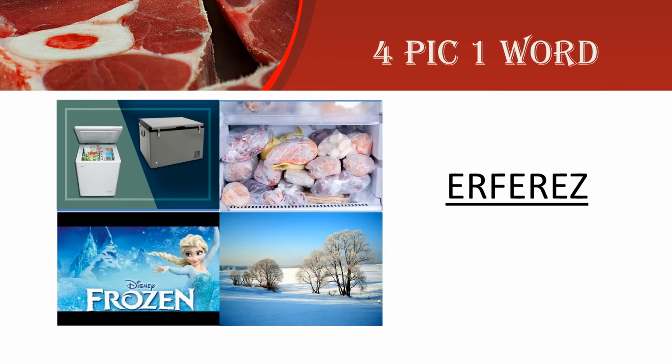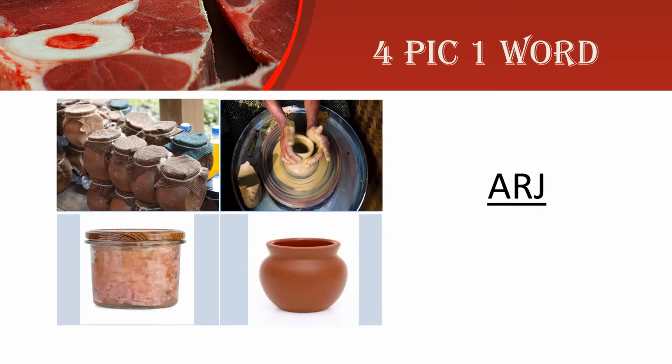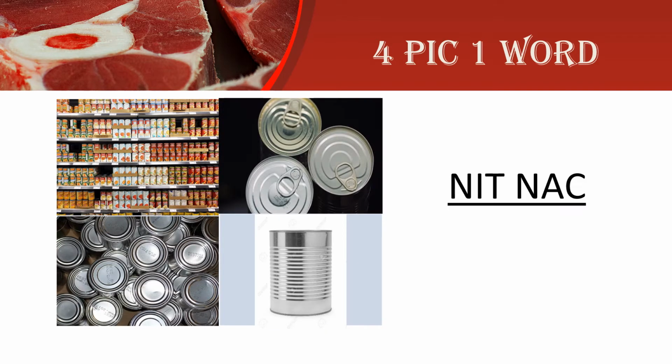What is the first picture? Correct. The answer is freezer. How about the second picture? Your answer is right, jar. Can you tell me what is the third picture? Your answer is correct. The word is tin can.